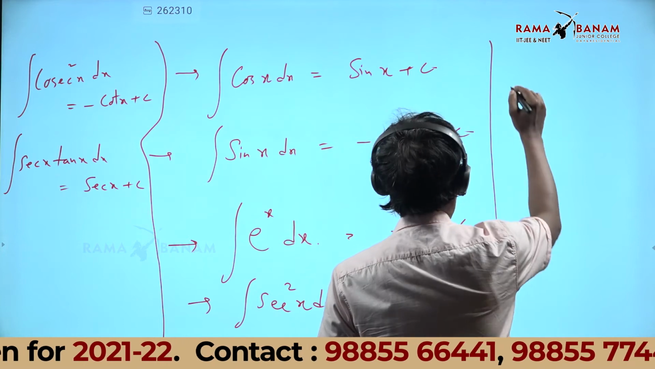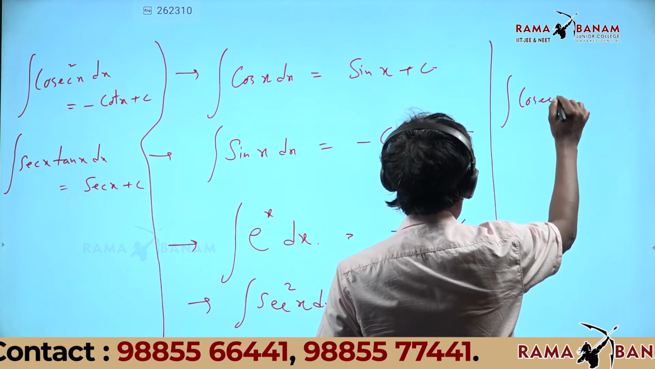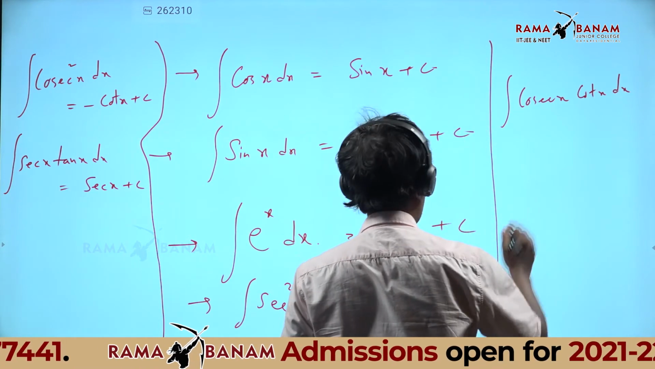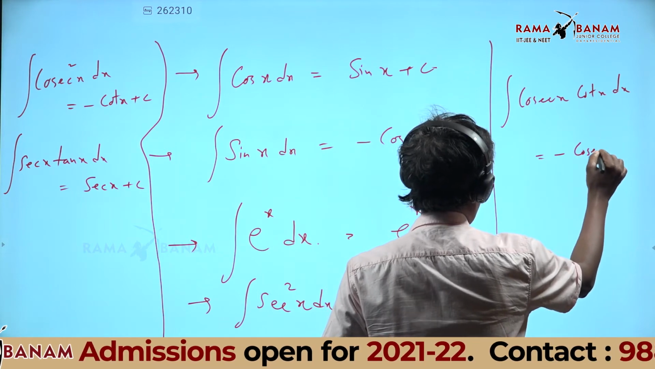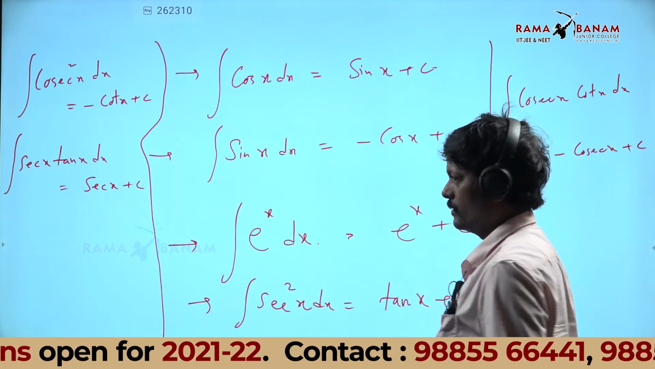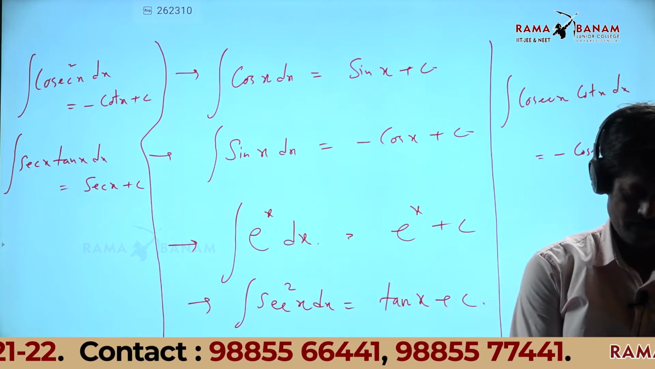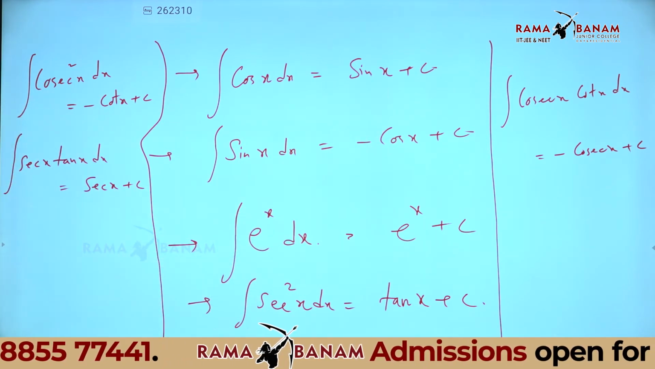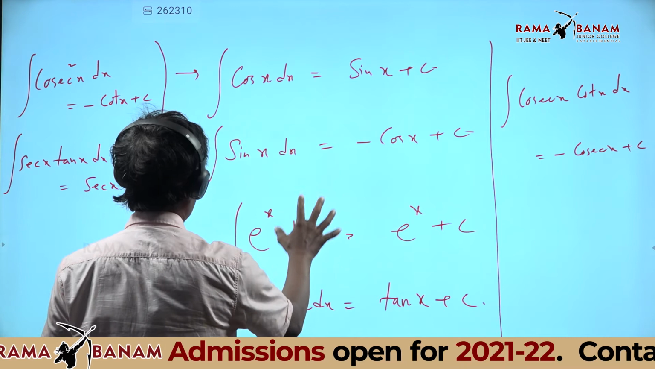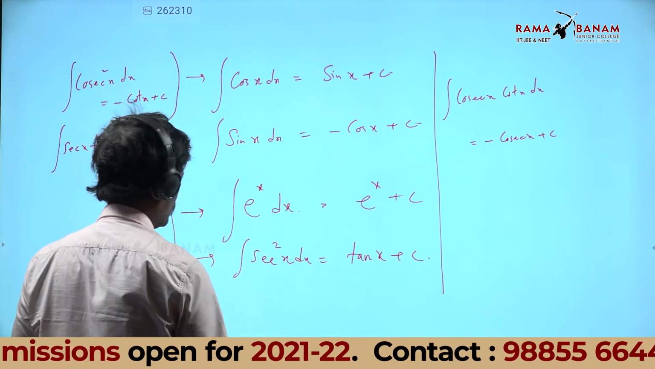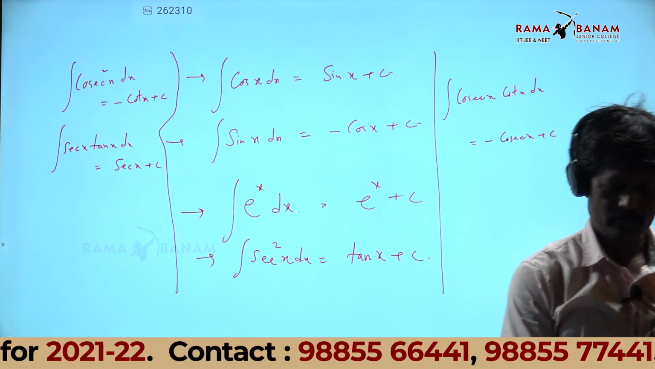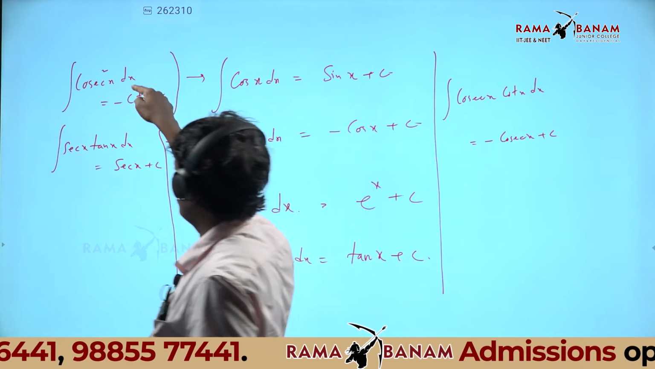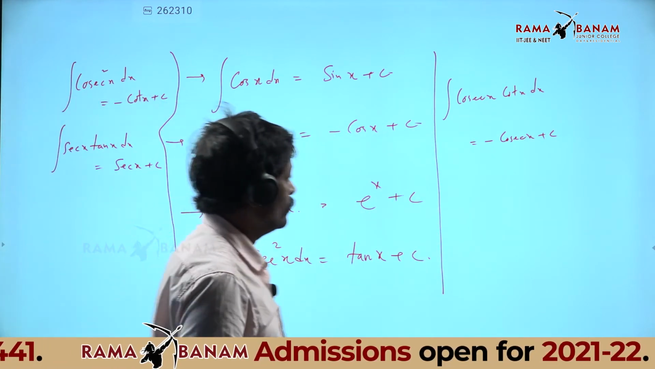Integral cosecant x cot x dx is minus cosecant x plus c. Write down all these formulas, very important. You don't forget that dx. In every formula that dx should be there. If you don't write the dx, you are wrong.